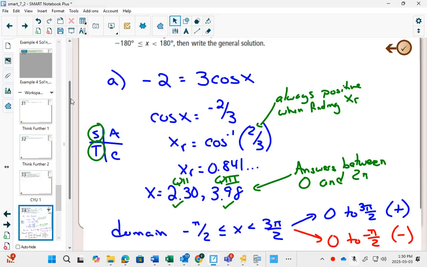If I would do cos inverse of the negative value, it gives me a different number, and it would probably give me 2.30, but I wouldn't be able to find the 3.98. So we need the reference angle to find both answers. And then once you have your reference angle, depending on which quadrant it's in, we had quadrant 2. So this answer here was pi minus our reference angle, and this answer in quadrant 3 was pi plus our reference angle.